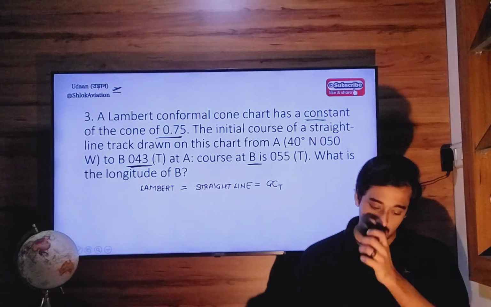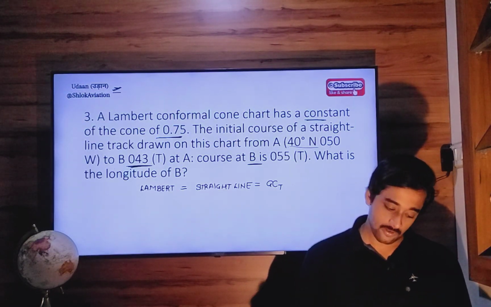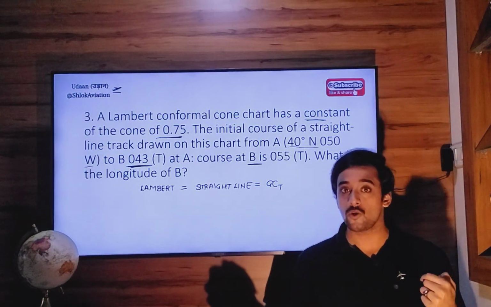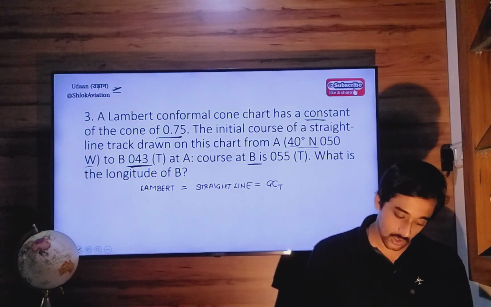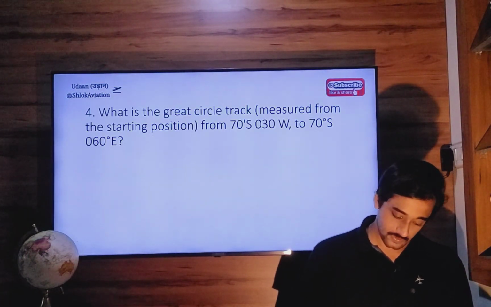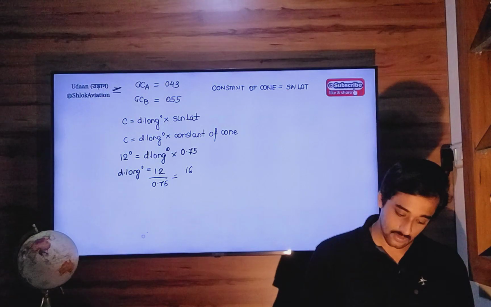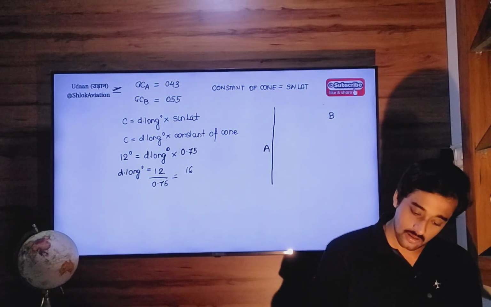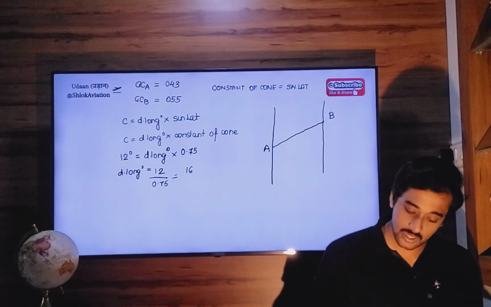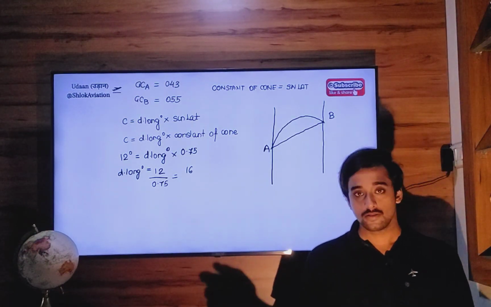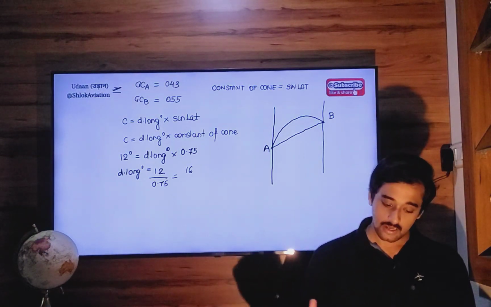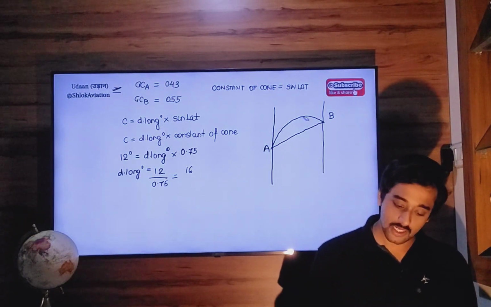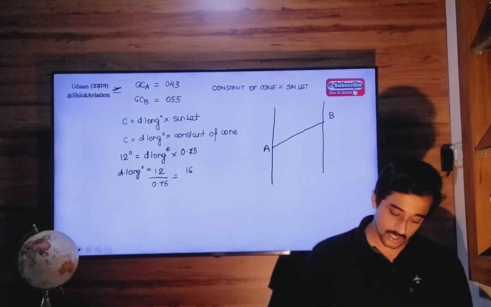Okay, 16 degrees. Now A is at 40 north, 50 west. Traveling A to B, we are flying a direction of 043, a northeasterly direction. So let's draw that. A to B, A is here, B is here. Since you are in the north hemisphere, the great circle will be towards the northern pole. Since this is a Lambert chart, we need not draw that. A to B is a great circle track.